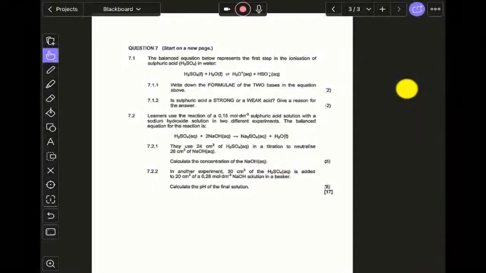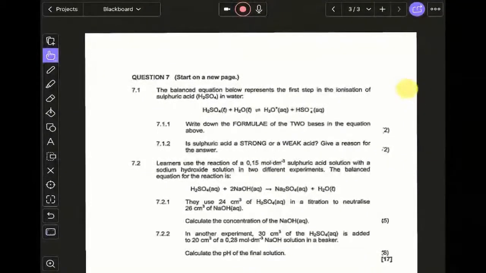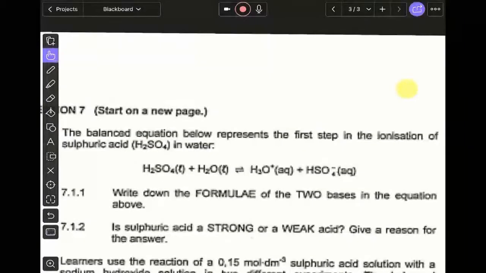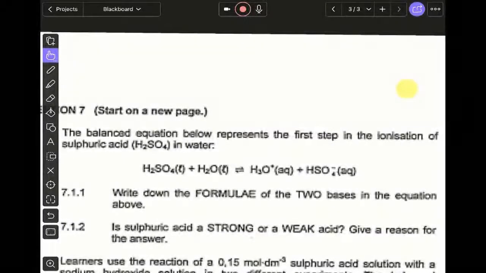So, we will start on our first question relating to acids and bases. Now, the balanced equation below represents the first step of ionization of sulfuric acid in water. Right, so if we look at this ionization over here, this shows the first step of ionization of sulfuric acid in water. And I just remind you of our Lowry-Bronsted definition of acids and bases.